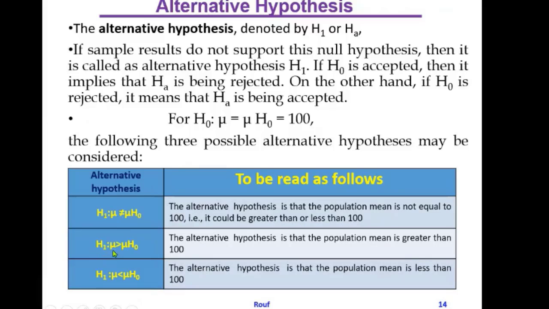Second way, the population mean is higher than the hypothetical mean. The alternative hypothesis is that the population mean is greater than 100. And the third one, the population mean is less than the hypothetical mean. The alternative hypothesis is that the population mean is less than 100. These are the three ways to create an alternative hypothesis.